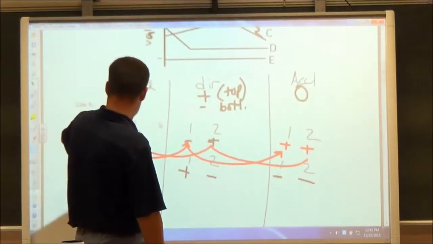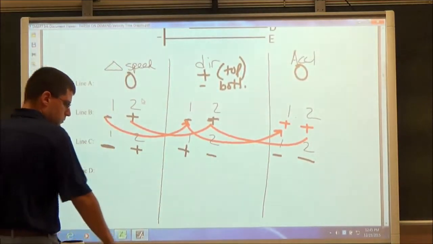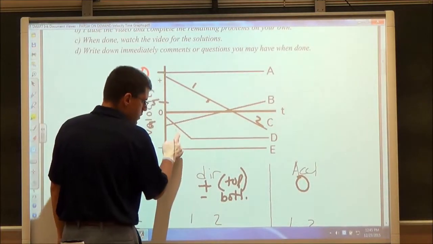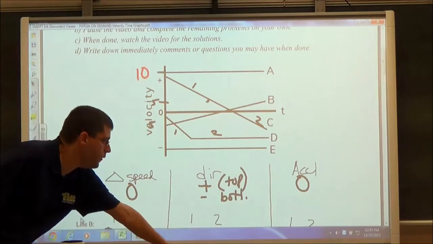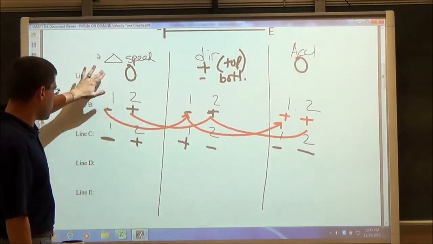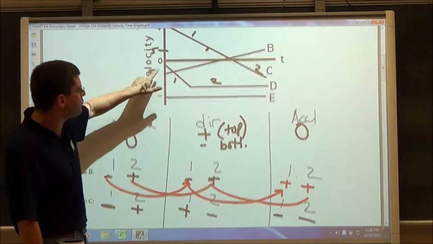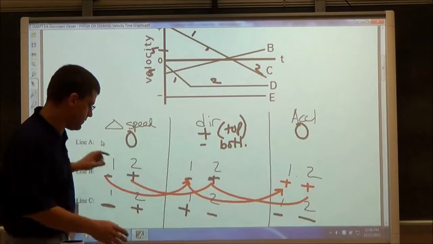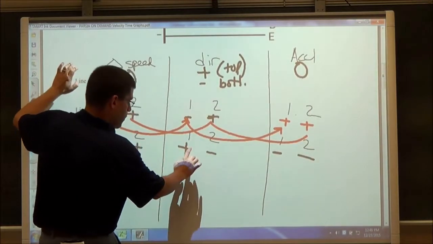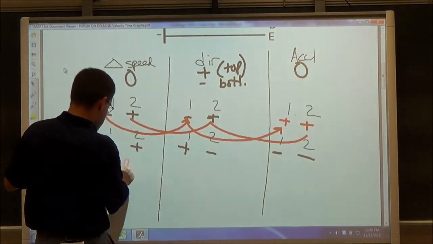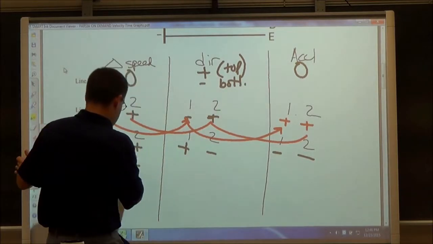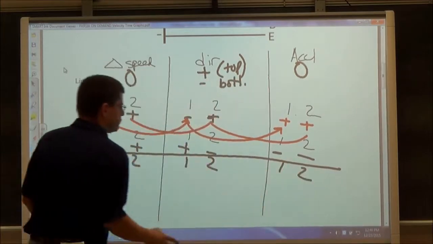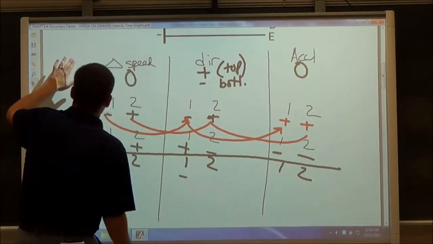Next part, line D. What's D doing? Line D, segment 1, segment 2. Segment 1 for line D: is it speeding up or slowing down? First off, what quadrant? Direction, negative. So watch this, for 1 and 2 here, I'll even break it up. We're in the negative direction.